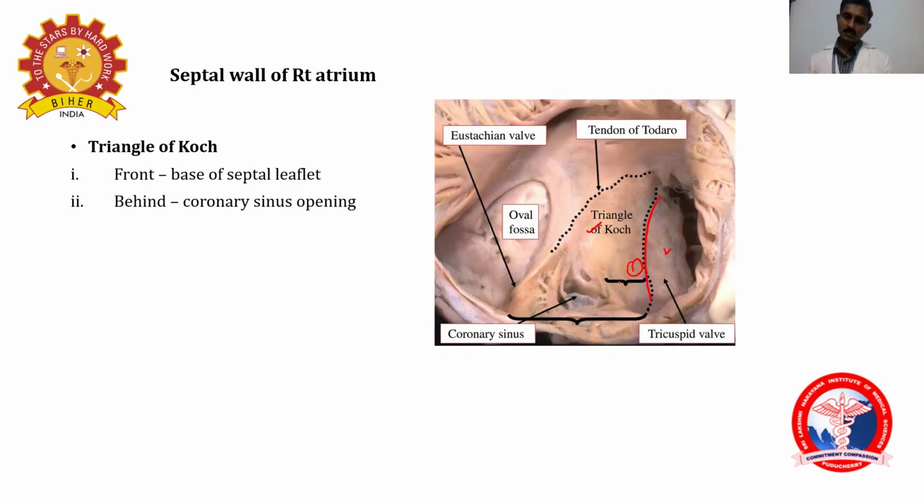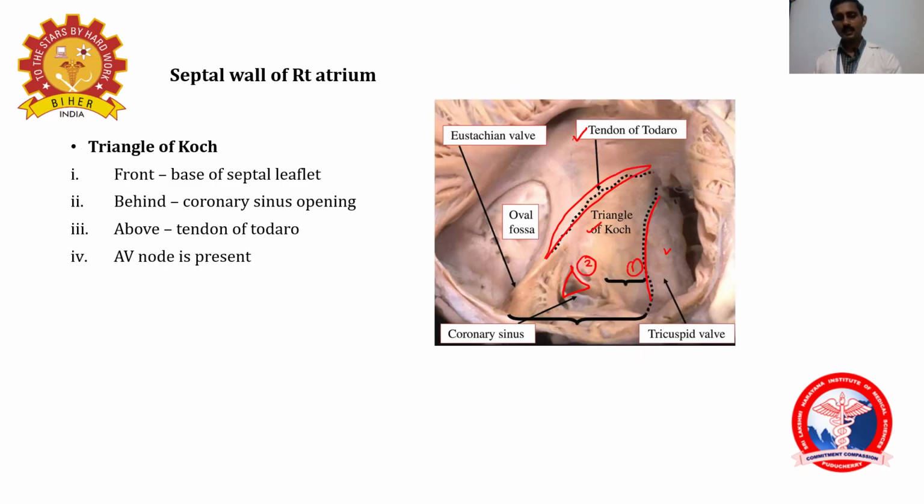Behind it is formed by the coronary sinus opening. So here, this is the opening of the coronary sinus. So this part is forming the second boundary of the triangular pouch. So base of septal leaflet, then coronary sinus opening. Above it is formed by a tendon that is called tendon of Todaro. This tendon is a subendocardial ridge, that is called tendon of Todaro.